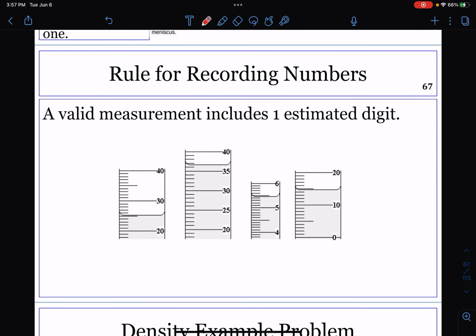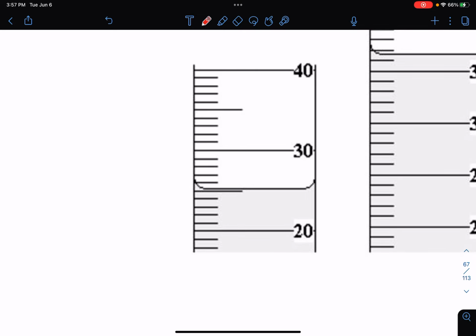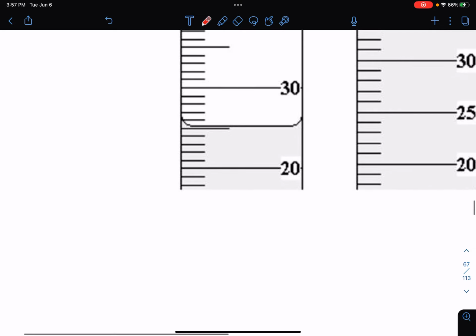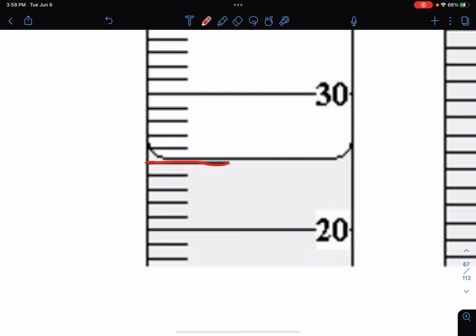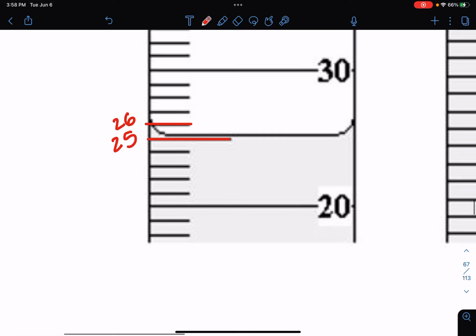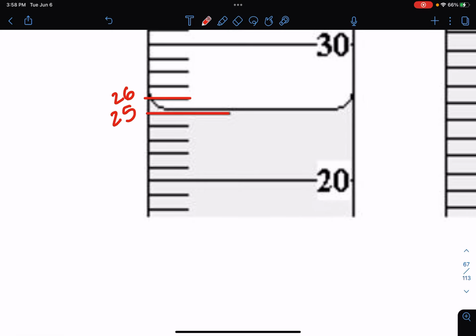Let's practice finding the measurements of each of these volumes in milliliters. Pause to work out this first one. All right, so I'm going to explain it. We can see that from one tick mark to the next is 1 whole milliliter, and we are looking in between this one and this one. Our meniscus is between the 25 and the 26, so we know it's going to be less than 26, but greater than 25.